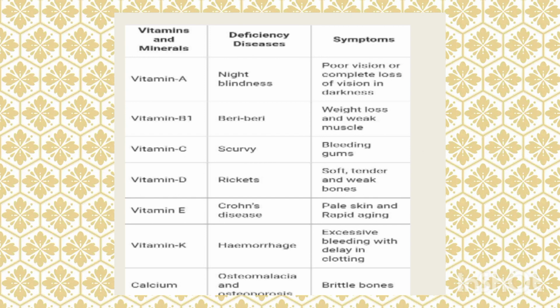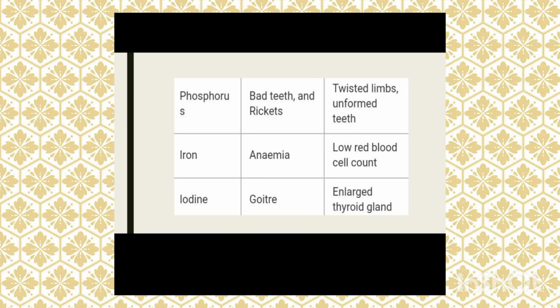Then the deficiency of calcium leads to osteomalacia in children, which is responsible for brittle bones. Moving ahead, we have some more. Phosphorus deficiency leads to bad teeth and rickets, and this can actually twist your limbs, and it may be the result of unformed teeth. Then the deficiency of iron can lead to anemia, which is a low red blood cell count.